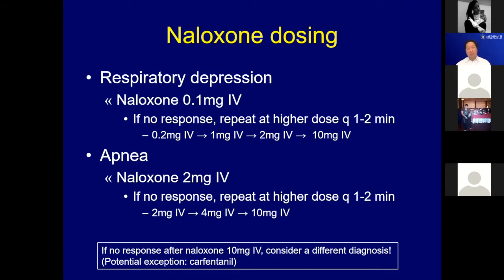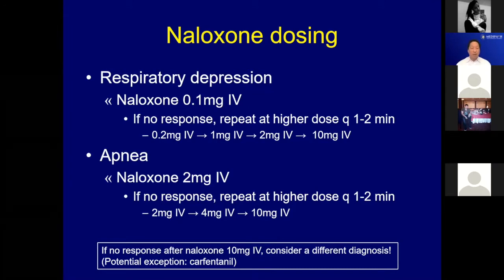However, if they're apneic, they're not breathing at all, you give the full 2 milligram dose. So for the respiratory depressed patient, you start slowly, maybe 0.1 milligrams or 0.01 milligrams, and just keep doubling the dose. We're using naloxone in this case less as a therapeutic treatment and more as a diagnostic treatment, because if they're not having substantial respiratory depression, there really is no harm to the patient. The patient will survive. You just have to wait for the opioid to be metabolized for them to wake up.